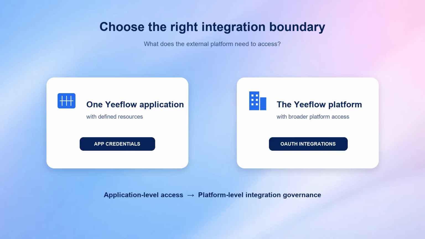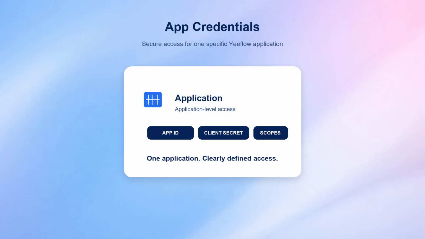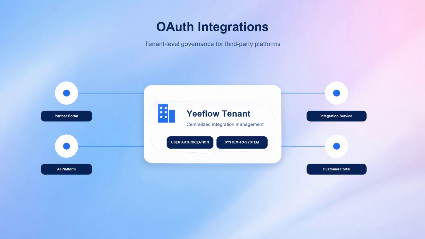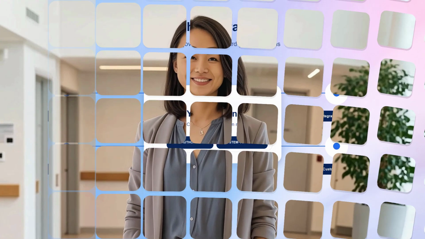So, which option should you choose? Start by identifying the integration boundary you need to manage. If the external system only needs access to one specific Yeeflow application, and you need precise control over the resources and operations available inside that application, choose App Credentials. If you need to register a complete third-party application with Yeeflow, manage it centrally at the tenant level, and use standard OAuth or OpenID Connect authentication flows, choose OAuth Integrations.